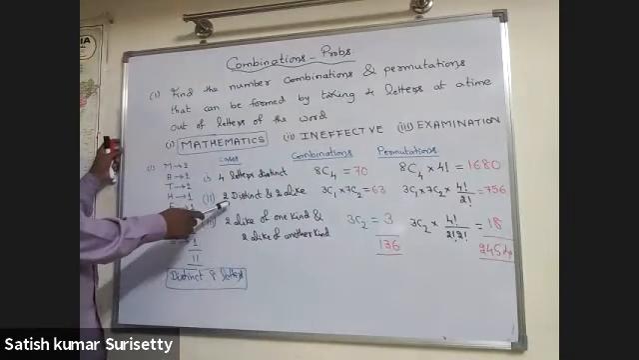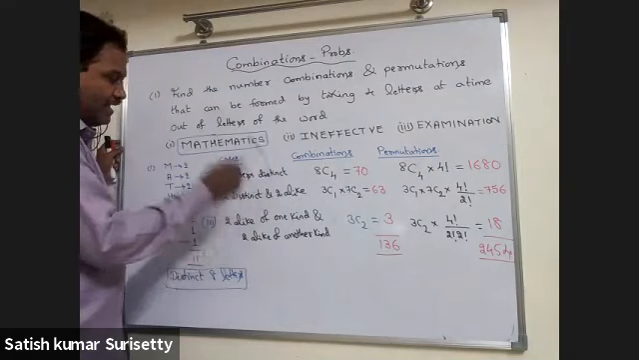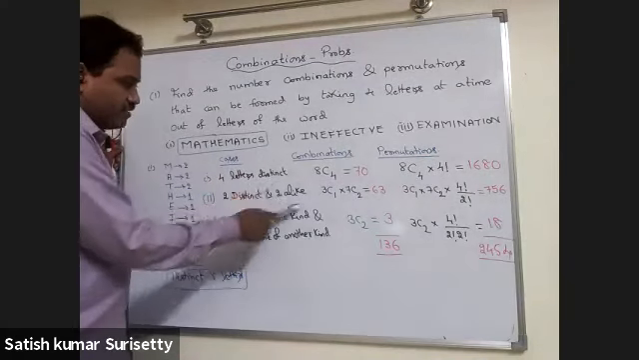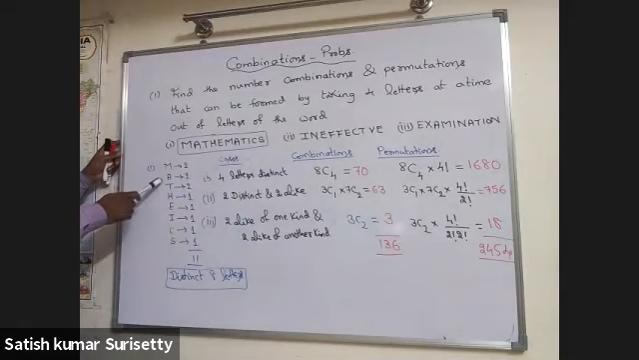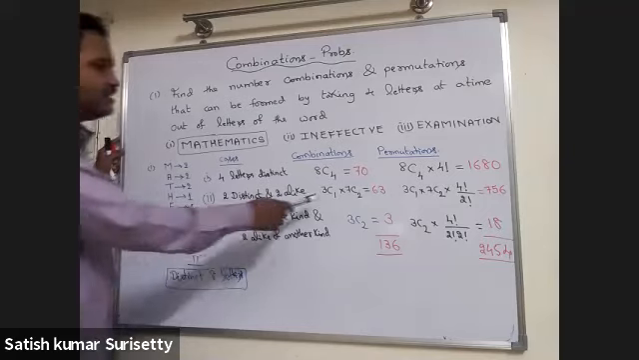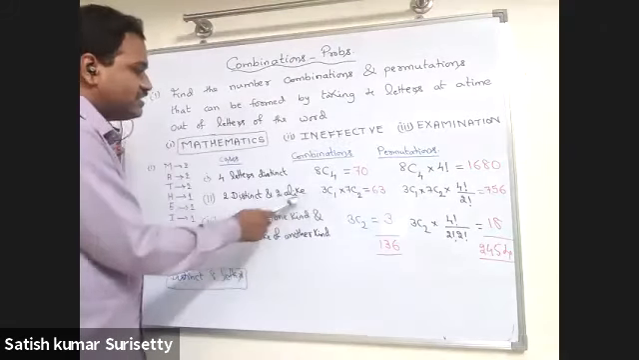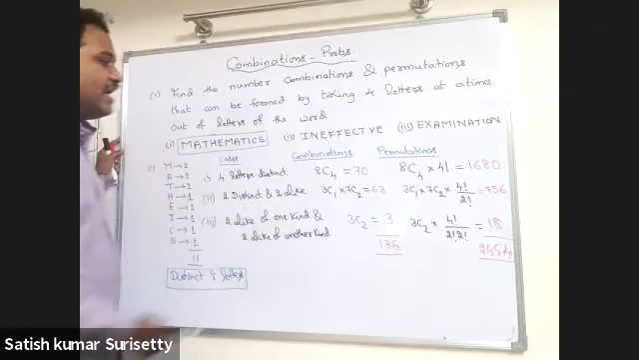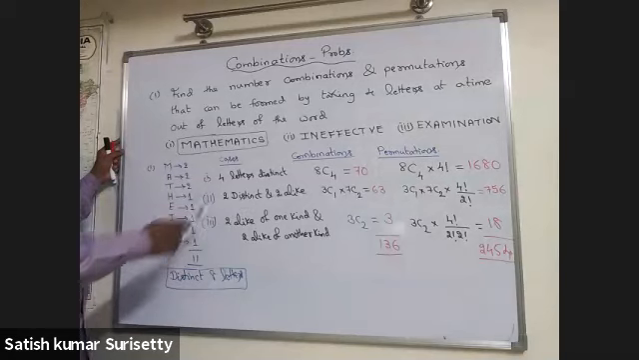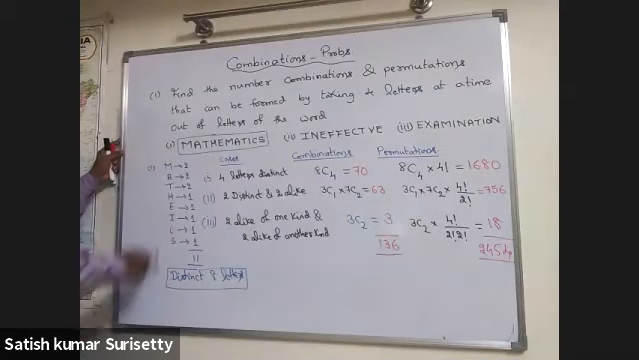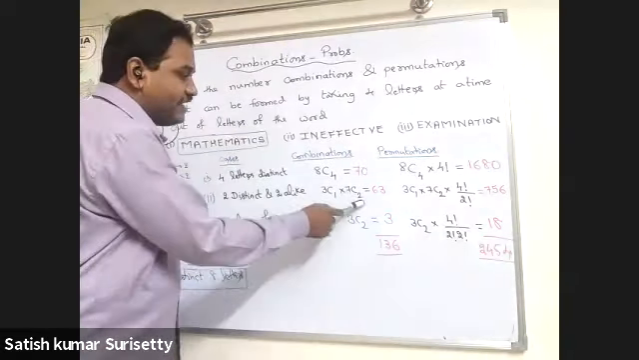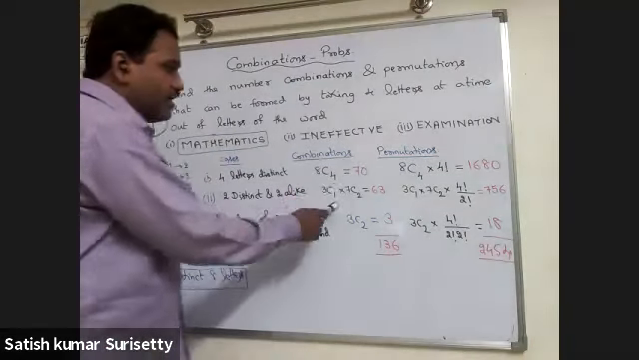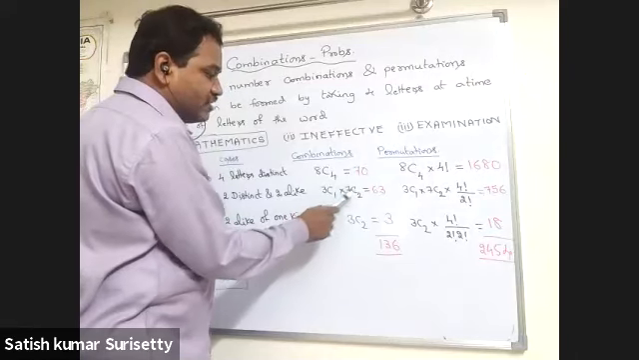The second case, 2 distinct and 2 alike. Now, 2 alike means 2 are the same letters. That means those letters can be either M, A, or T, so it can be one of them among the 3. That is 3C1. Now, after the selection of 2 same letters, you have to choose 2 more distinct letters. There will be 7 distinct letters available for that, so it will be 7C2. Now the combinations will be 3C1 into 7C2.